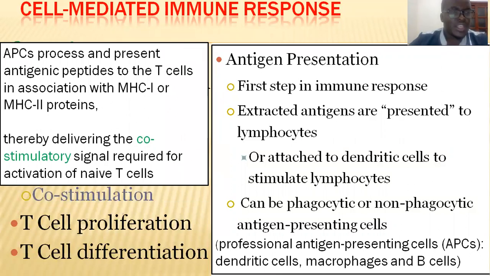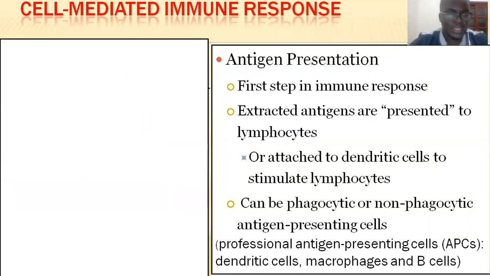The antigen presenting cells will process and present the antigen peptide or a protein to the T cells in association with major histocompatibility complex 1 and major histocompatibility complex 2. Because you have major histocompatibility complex 1 or 2, and on top of that you also have the CD, the cluster of differentiation. So there will be co-stimulation. Thereby it's going to result in co-stimulation of these cells and the activation of these cells. This is what I mean by co-stimulation.